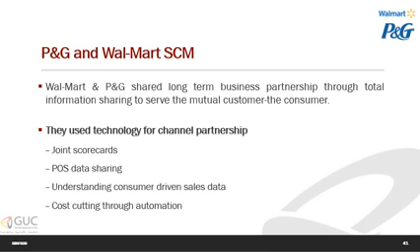The uniqueness of the P&G and Walmart partnership covers better inter-organizational information sharing through the technology used for that network partnership, such as joint scorecards and POS data sharing to understand consumer-driven sales data to support cost-cutting through automation. The uniqueness of that partnership also includes category management, continuous replenishment, process coordination, electronic data interchange, and collaborative planning forecasting.